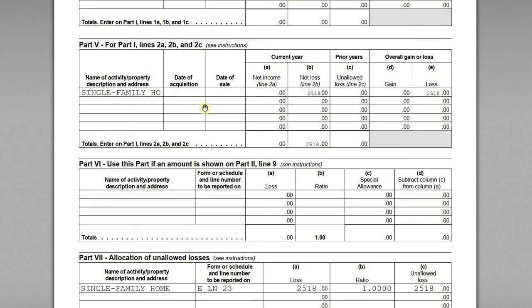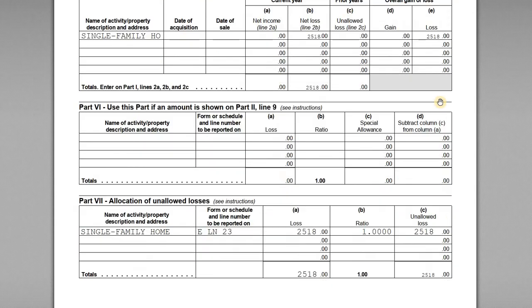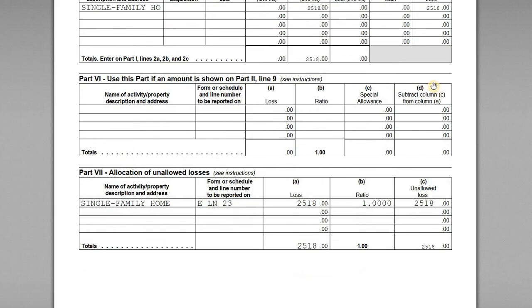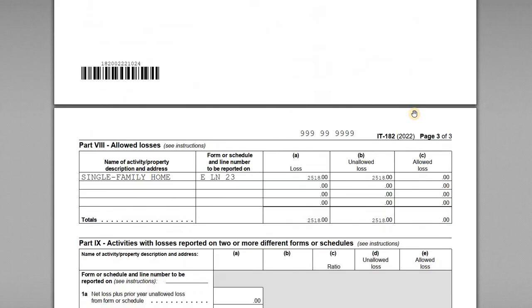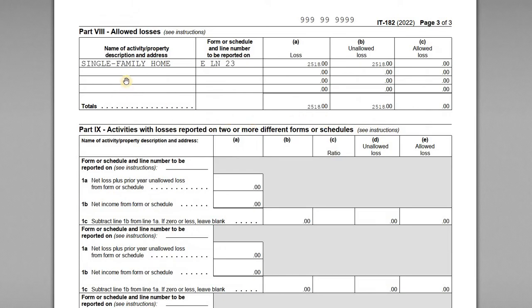So we've completed the rest of the parts here, right? So Part 5, the amount of current year net loss, overall net loss, and then the allocation of those losses that is being applied, carried forward to subsequent tax years. So none of this is being allowed, right? Description of the activity, the loss, unallowed loss, right? So none of this is being applied in 2022.